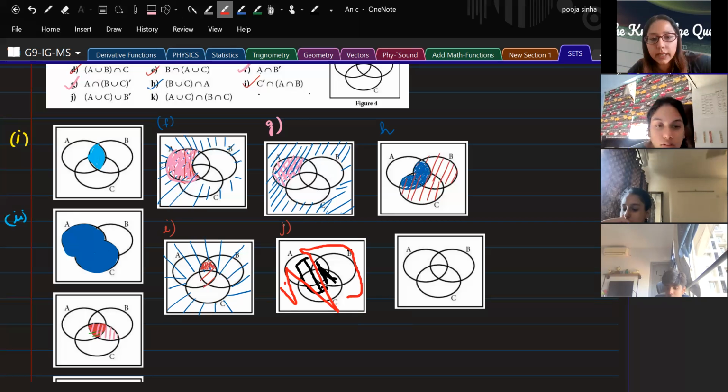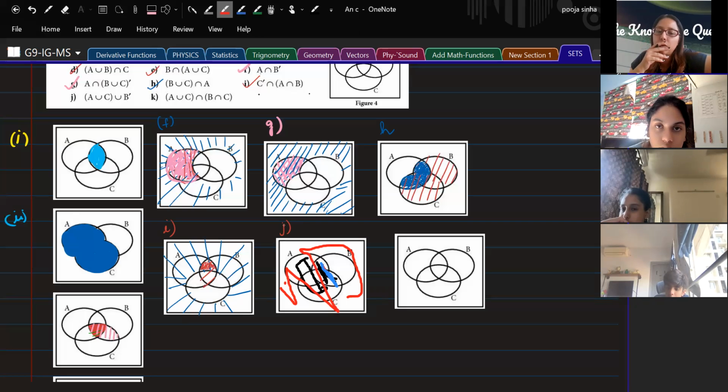Okay. Now tell me what is the intersection between them. It's not clear to me what you've marked. Should I do it in blue or something? Yes, can you see it? No. Is that a part of B complement?